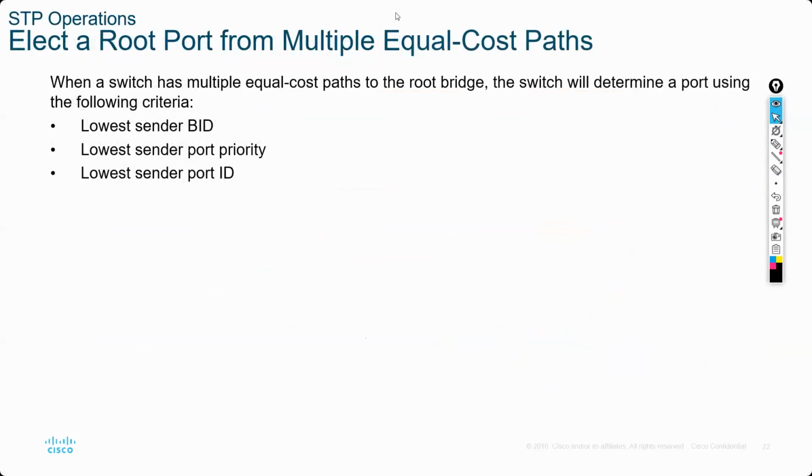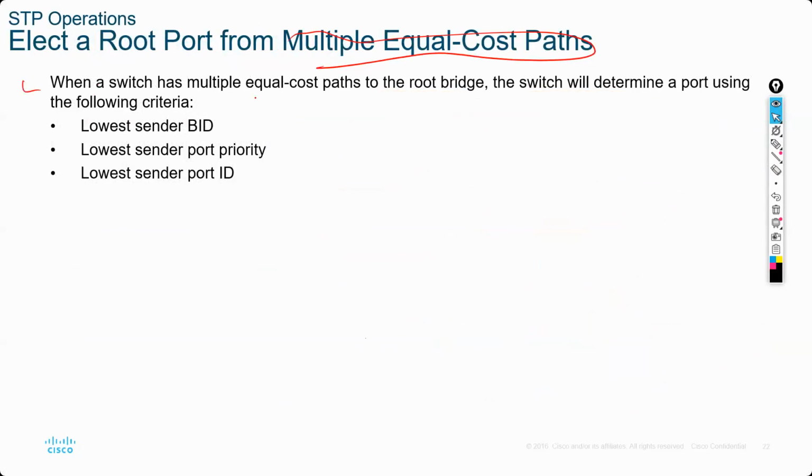Sometimes you have multiple equal cost paths. You follow the right, the same cost. You follow the left, the same cost. What will the switch now do? When we have situations like that, we need to know how the switch will make that decision. Let's find out.